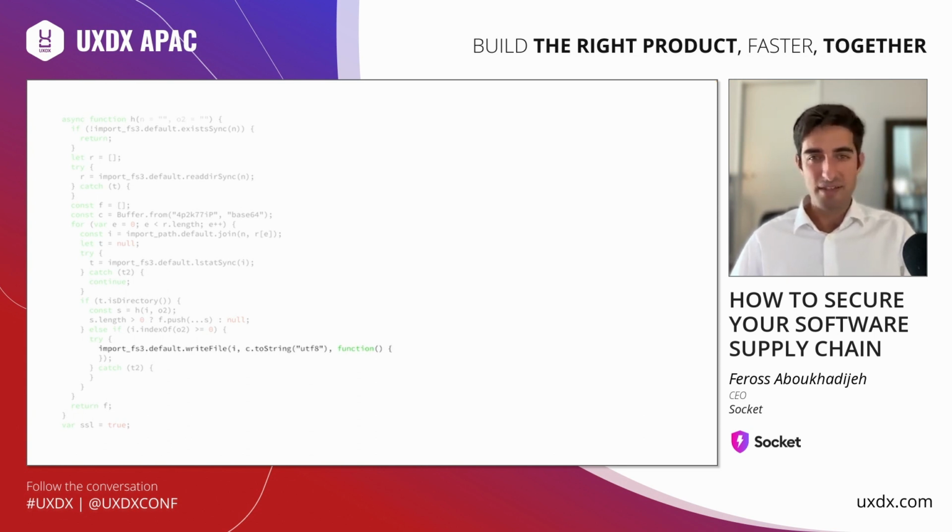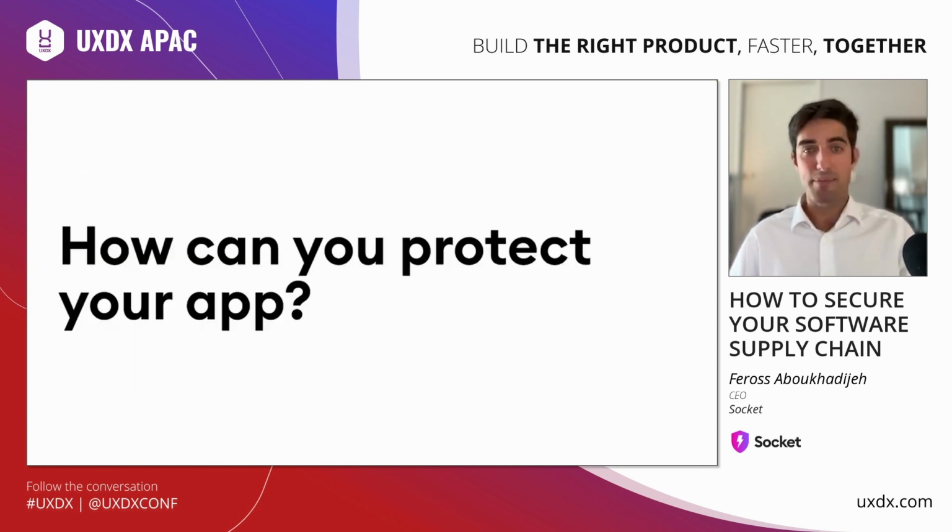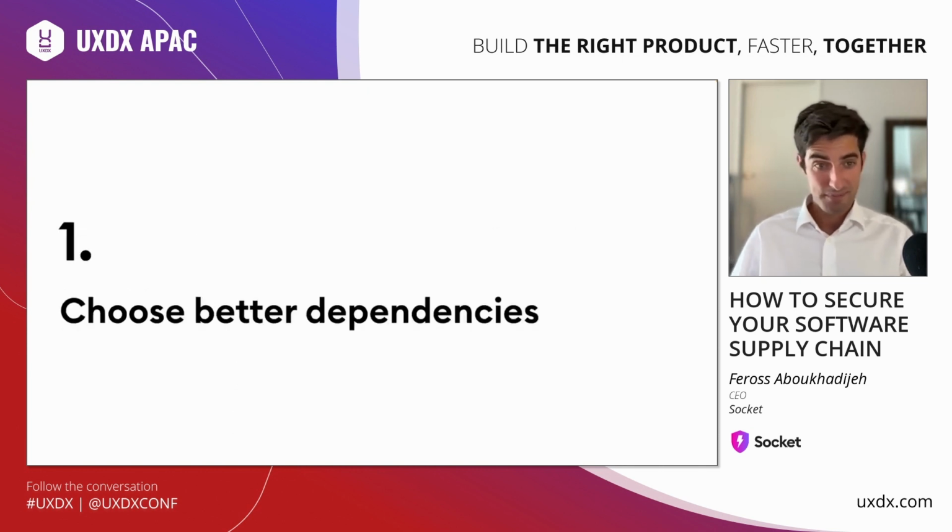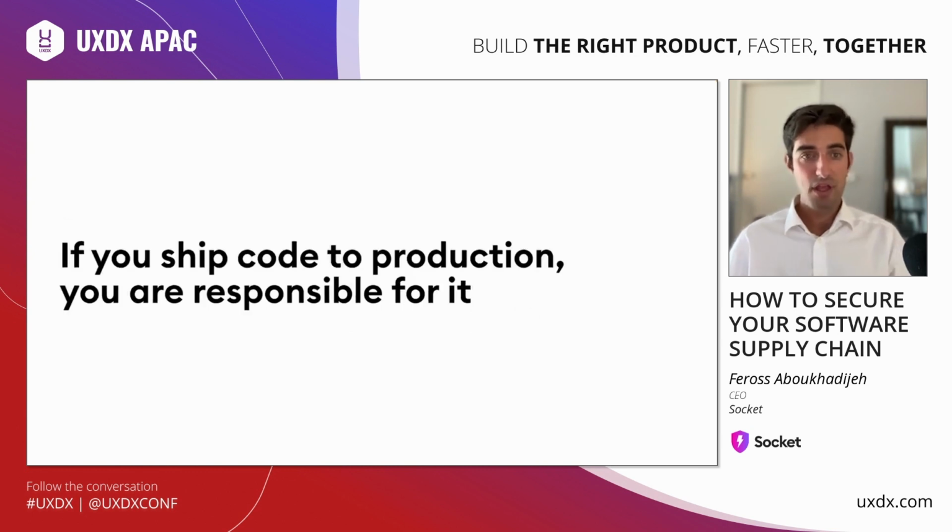Not a friendly piece of software, not something that you want to be running on any machine that's yours. So how can you protect your app? This is where we talk about actual potential solutions to these problems. So the first thing you can do is to choose better dependencies. If you ship code to production, you are responsible for it. So we really need a mindset shift as developers.